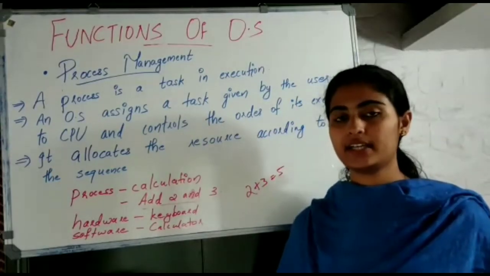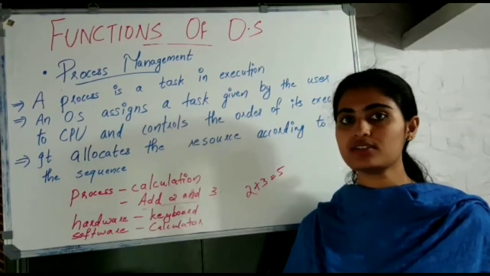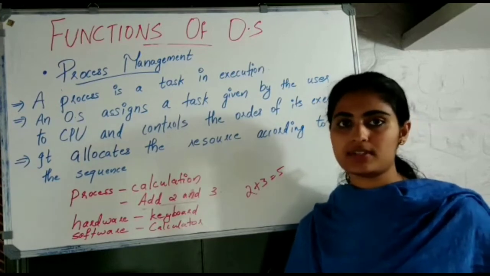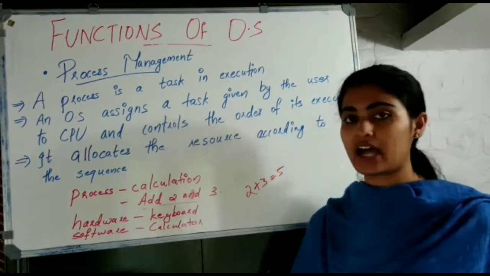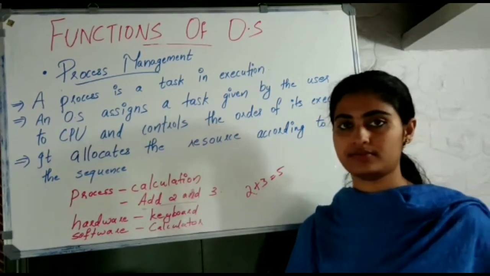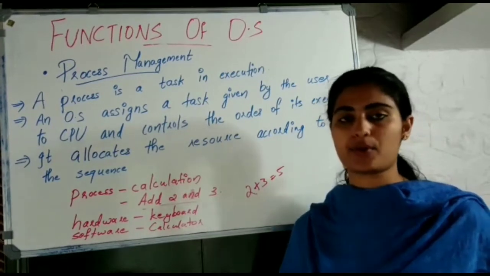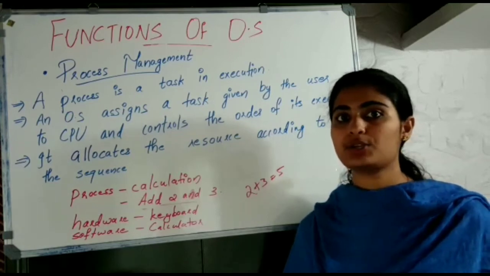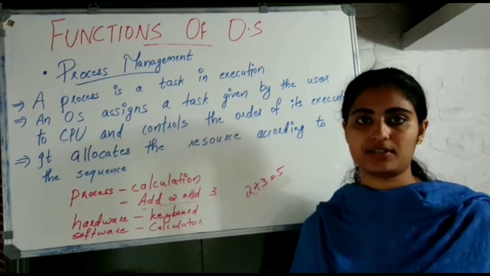Next we'll be studying about process management. Okay. Next function of operating system is process management. What do you mean by process? A process is a task in execution. That is what we are currently doing inside the computer. That is a process. Okay, for example, I want to do calculation inside the calculator. So my process is calculation.